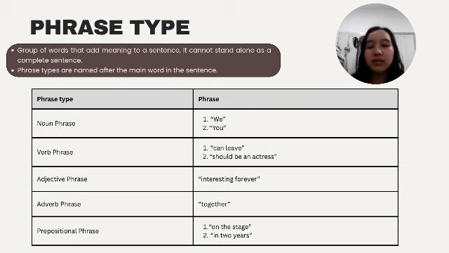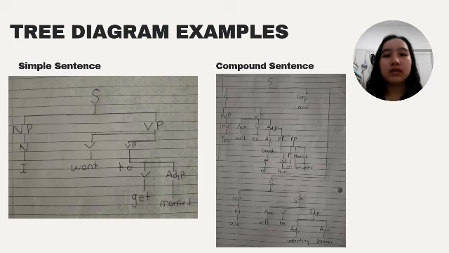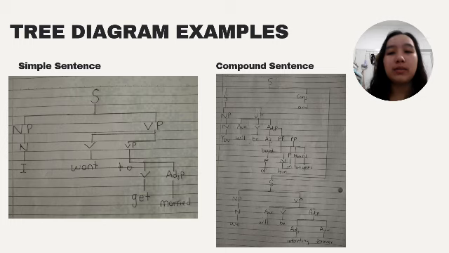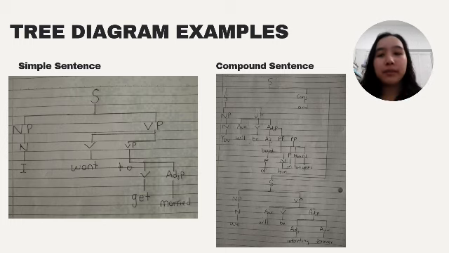And lastly, on prepositional phrase, "on the stage" and "in 2 years." So in "on the stage," "on" is the preposition, meaning the head word, while in "in 2 years," "in" is the head word of the phrase, since it is the preposition. Next, we are looking at two tree diagram examples. There's an example for a simple sentence and an example for a compound sentence.